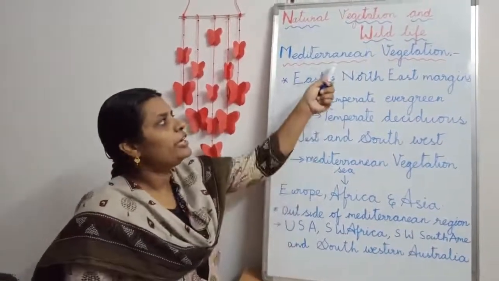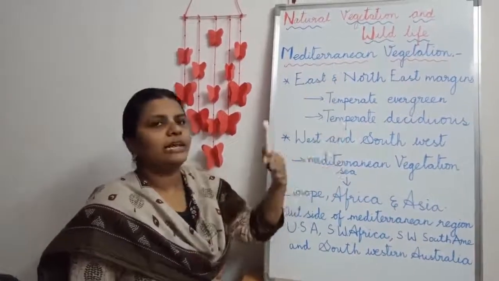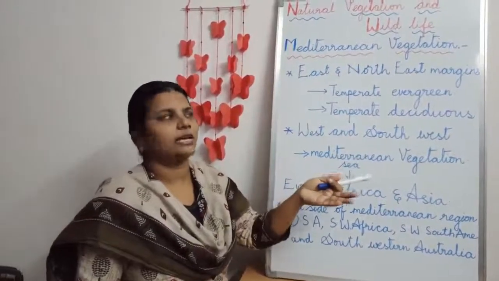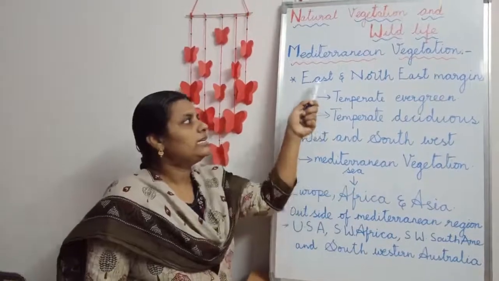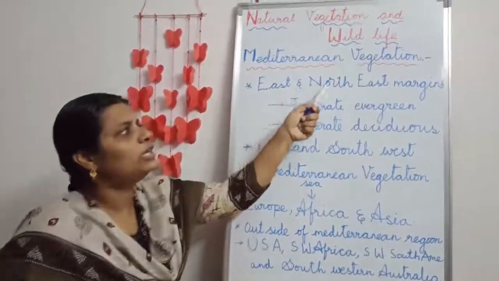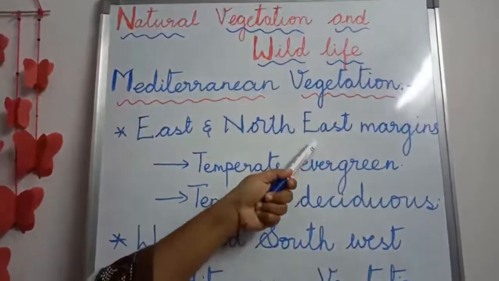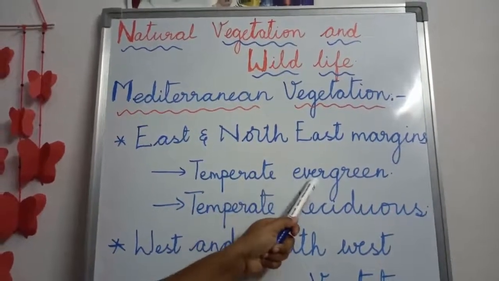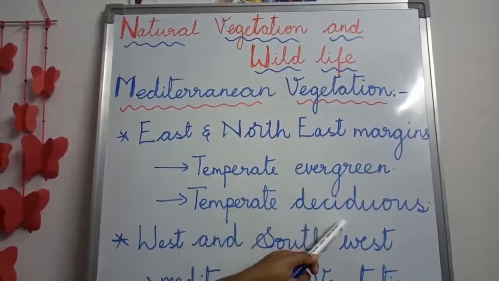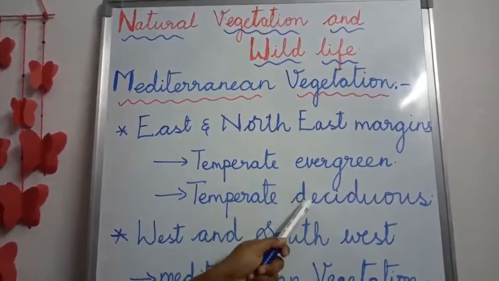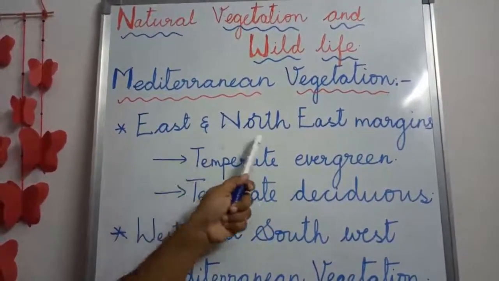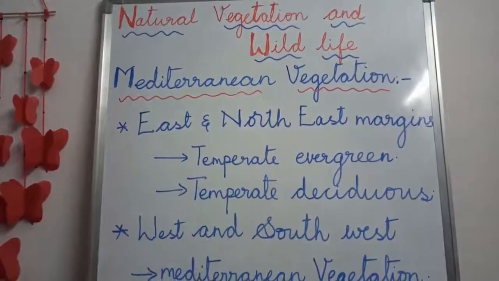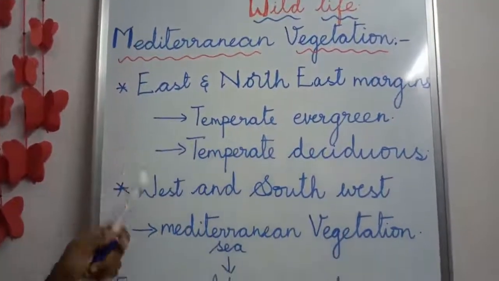Before going into this topic, children, let's recollect what we learned in the previous class. The eastern parts and northeastern margins of the continents have temperate evergreen and temperate deciduous forests. These kinds of forests are commonly seen in the east and northeastern margins of the continents. Now let's come to the Mediterranean vegetation.